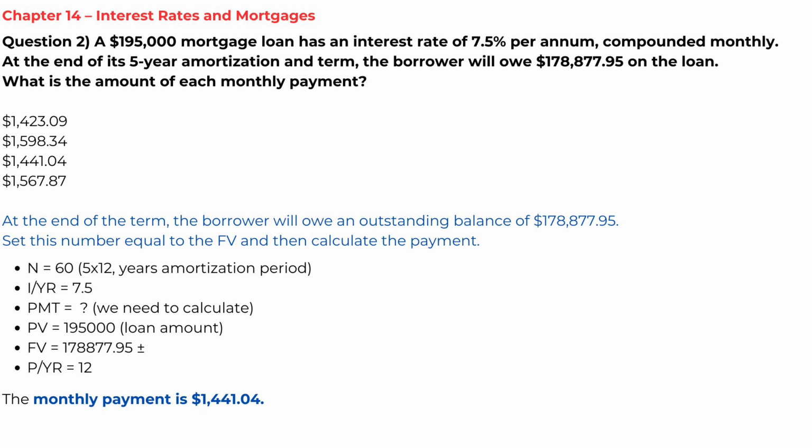60 N, 5 years times 12 monthly payments. 7.5 IYR. PMT we need to calculate. 195,000 PV, loan amount. 178,877.95 plus and minus sign, then FV. 12 shift PYR. Press PMT. The calculator displays 1441.039997. The monthly payment is $1,441.04.